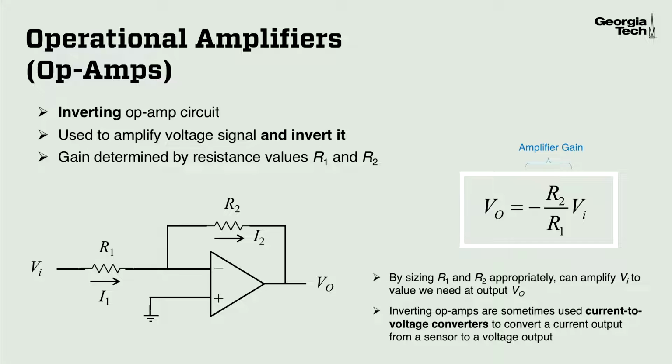And the gain, shown here on the right-hand side of this slide, is again driven by the resistance values R2 and R1, except now the output voltage is negative of the gain times the input, so it inverts the voltage from positive to negative or vice versa. Inverting op-amps are sometimes used in what's called a current to voltage amplifier, where we convert a current output from a sensor to a voltage output, which is easily read by a microcontroller analog to digital converter.